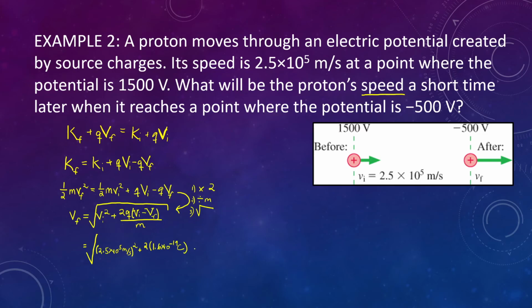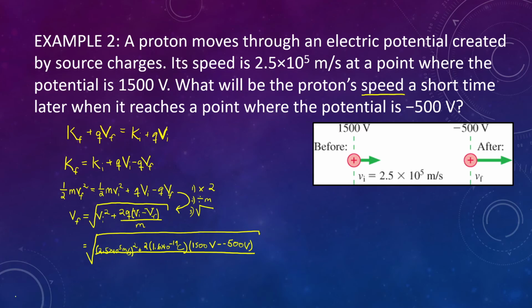And then we have the potential difference, but it's initial minus final, so be very careful. Initially, it was 1500 volts, minus a negative 500 volts. Which order you put those in significantly matters, because otherwise we would have ended up with a negative value if I reversed them, and you can't take the square root of a negative number. So be careful about what order you put them in.